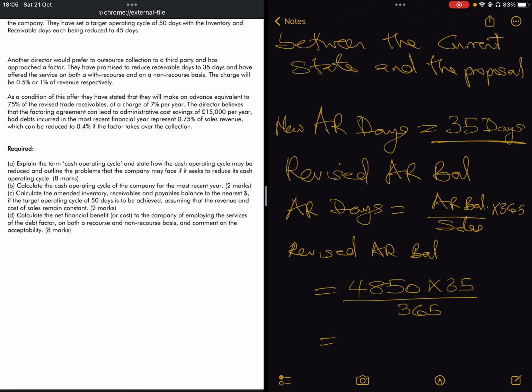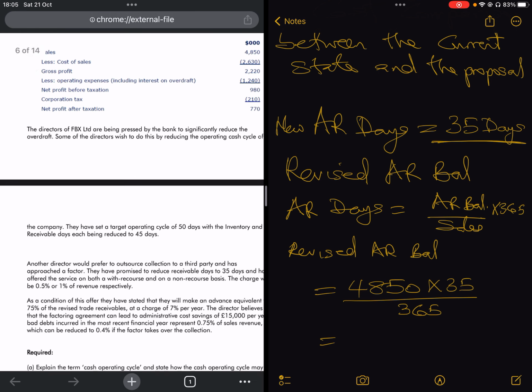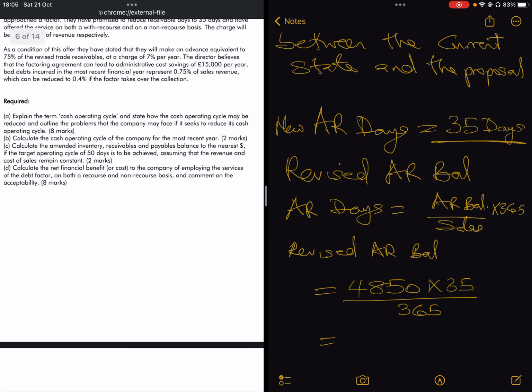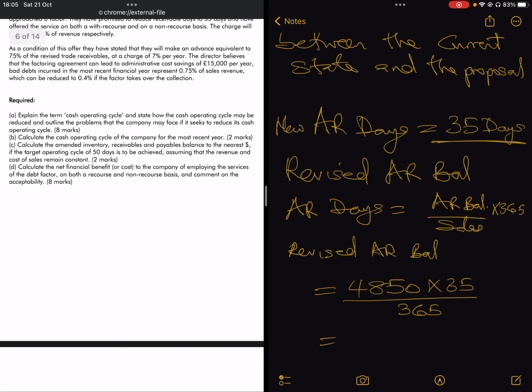I'll use the calculator quickly. The revised receivable balance will definitely be much less than what we used to have. Before, receivable used to be 780 on the balance sheet. But with this proposal of 35 days, our receivable balance will go to 465k dollars. So we're making progress. Now we know that our revised account receivable balance is 465.